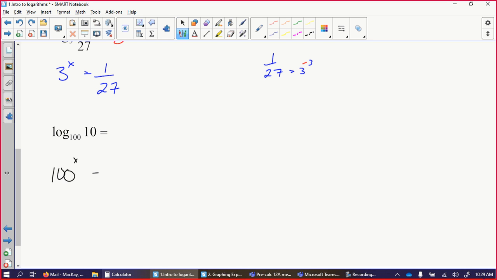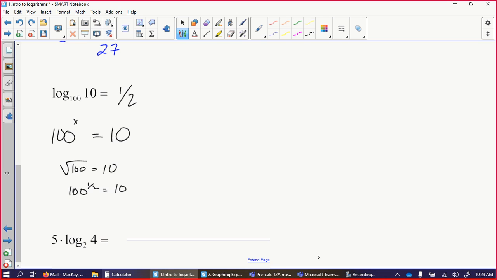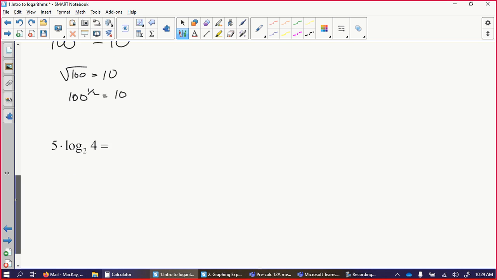100 to a power equals 10. Well, what's the relationship between 10 and 100? If I square 10, I get 100. So we need an exponent to knock that down. Well, the square root of 100 equals 10. What exponent does that mean? 100 to the half equals 10. So that's a half. Some of this is number sense and remembering different things.